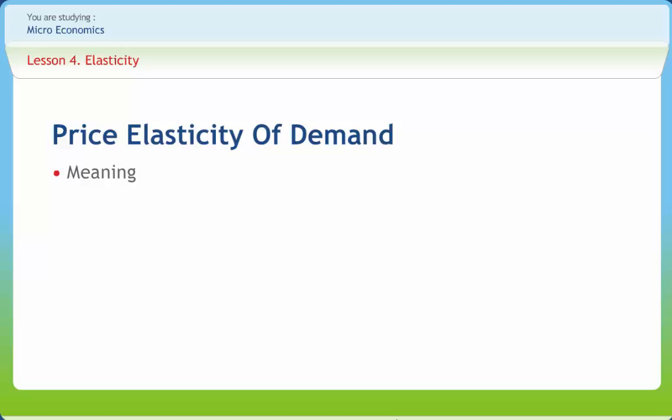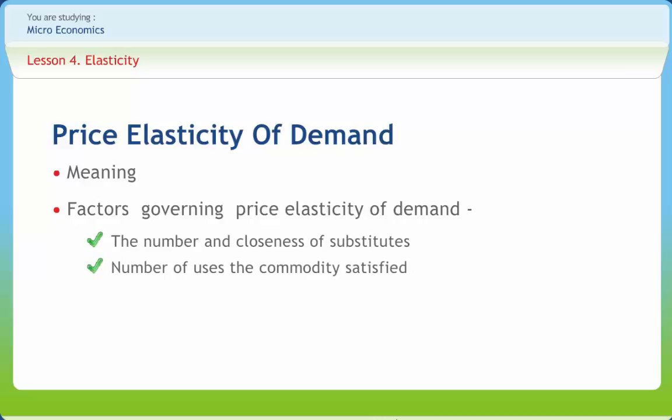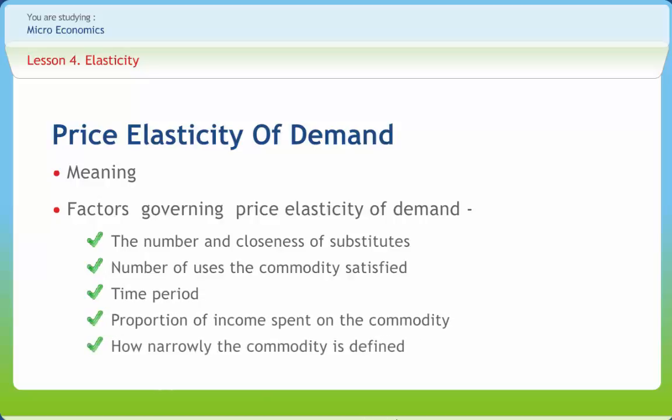For example, if the price of cigarettes fell by 20% and the price of salt fell by 20%, the increase in quantity demanded due to equal changes in prices would be different for salt and cigarettes. Salt and cigarettes are said to have a different price elasticity of demand. Various factors affecting demand elasticity include the number and closeness of substitutes, number of uses the commodity satisfies, time period, proportion of income spent on the commodity, and how narrowly the commodity is defined.